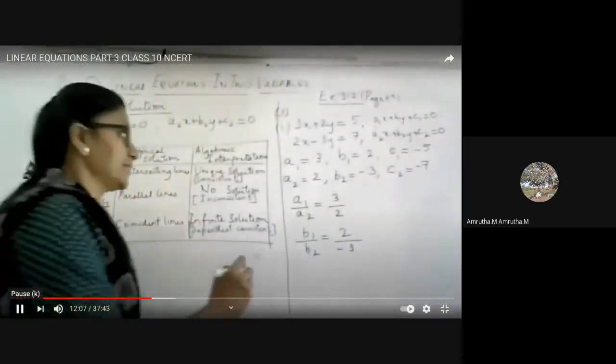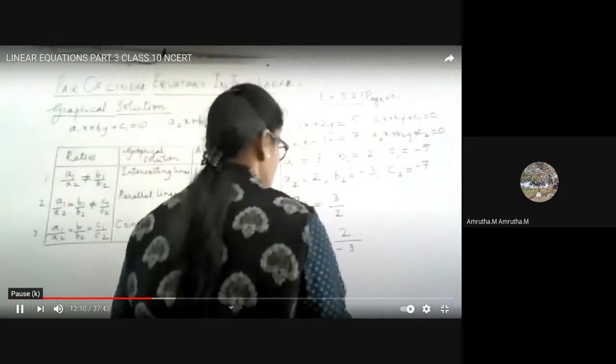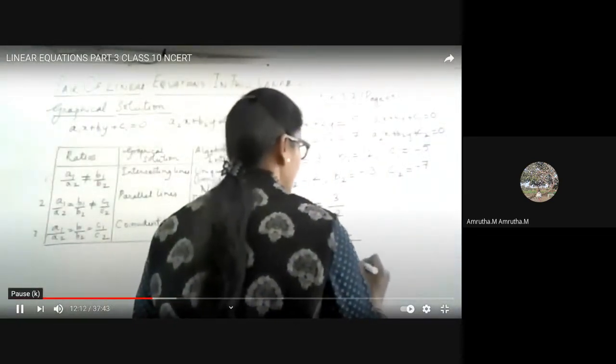A1 by A2 is 3 by 2. B1 by B2 is 2 by -3. And what is C1 by C2? It is -5 divided by -7, which will be 5 by 7. This you will write as -2 by 3.